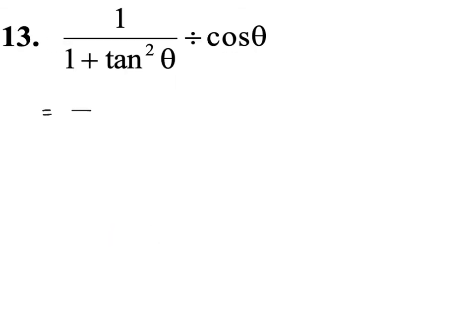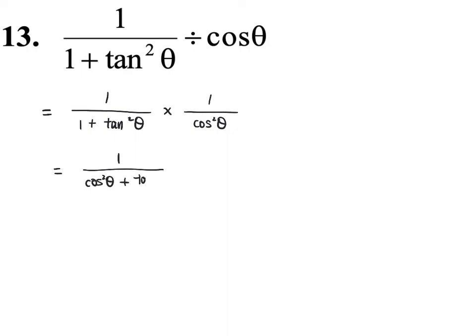For this one, you are going to use this very often. You can multiply by 1 over cosine square theta like this, and then you times it. So you have cosine square theta plus this one, which equals sine square theta. So you have cosine square theta plus sine square theta, which means you have 1 over 1 at the end.